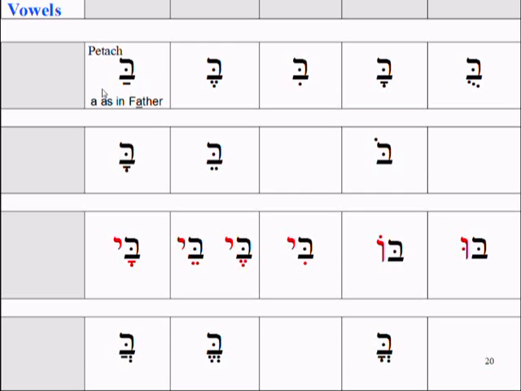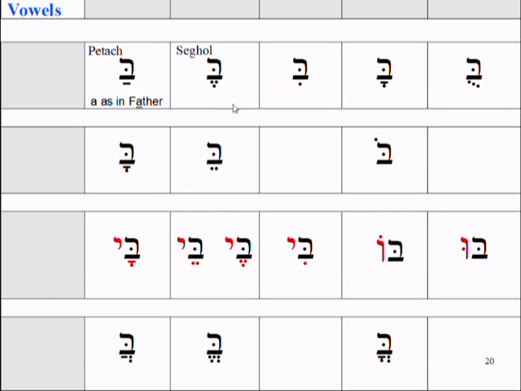Except when it's at the end of a word. Then there's some changes, but we'll look at that later. So the first one's called petach, and it's just got an ah sound. So there's our ah in A, E, I, O, U.